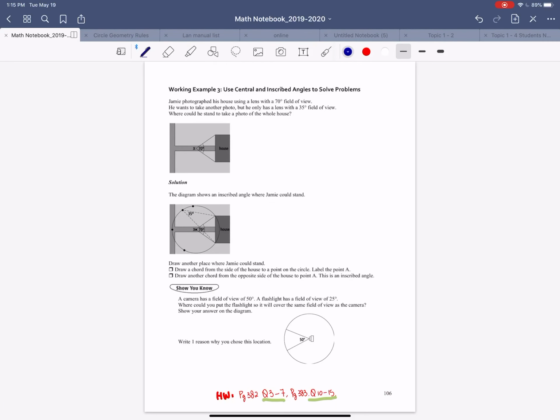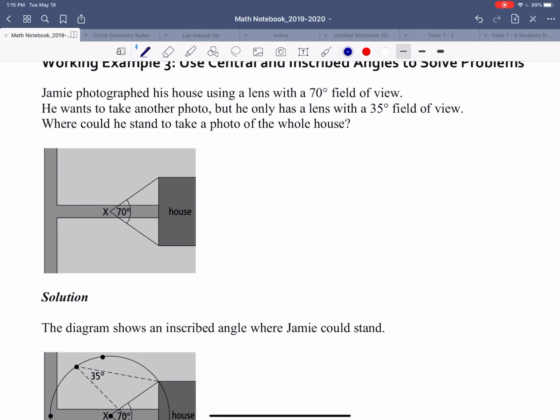Next. This question is more of an application question. It's saying that if you stand at X, you're using a camera with a field of view of 70 degrees. So if you hold your camera there, the camera can take a picture of the whole view of the house, because the angle of the view is 70 degrees. But what if he wants to take another photo and he only has a lens with a 35 field of view? That means half of it, so the camera only has this wide a view and cannot take the whole picture of the house. Where can he stand to take the whole picture of the house then?